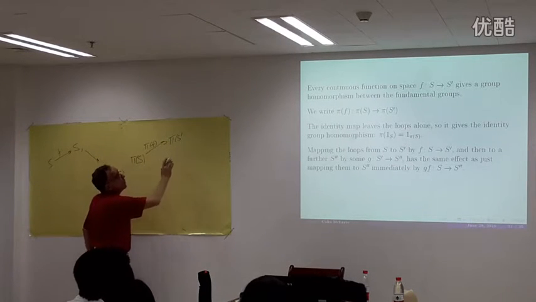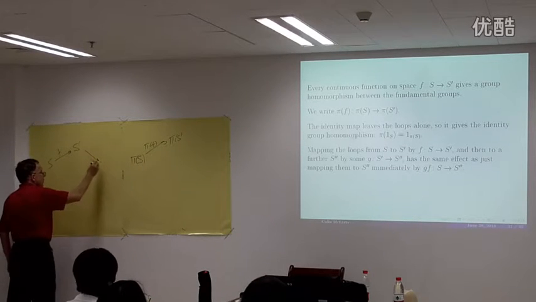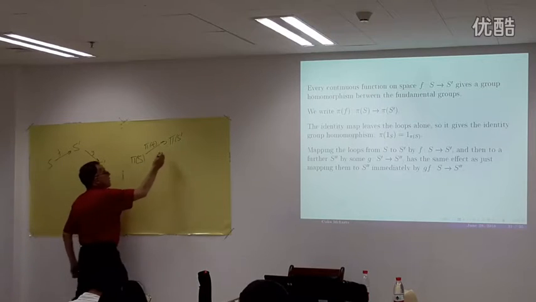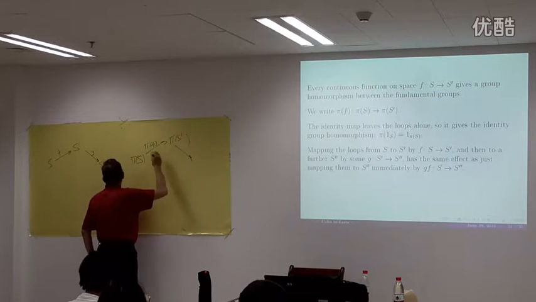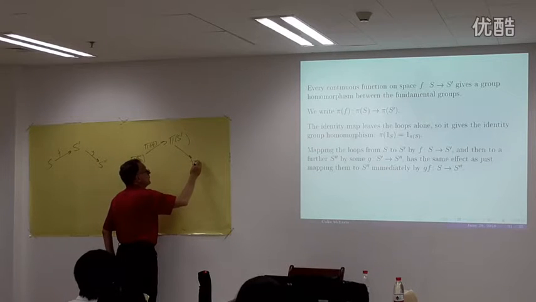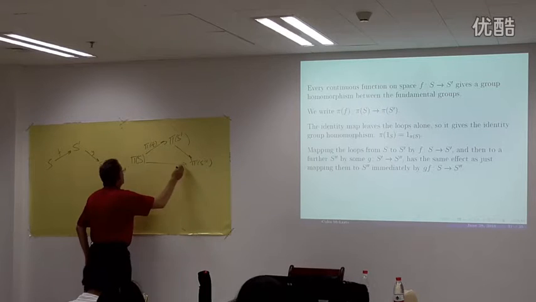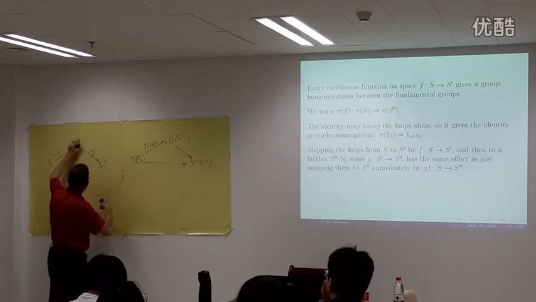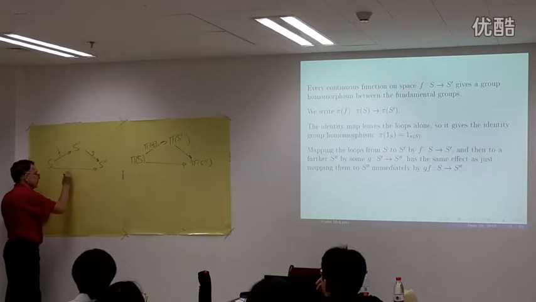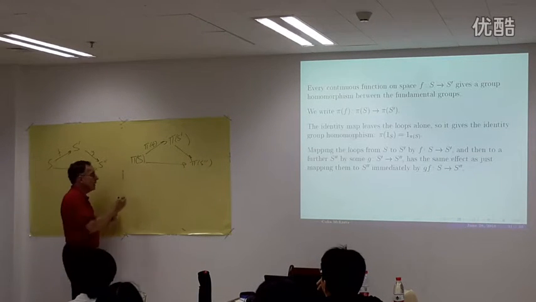No, prime. On the slide it's S prime, not S1. If I map this to some further S double prime, then I get a group map here to S double prime. But what I did with this loop was I just mapped it along the composite. So I might as well have mapped the loops along the composite in the first place. I will get the same result.